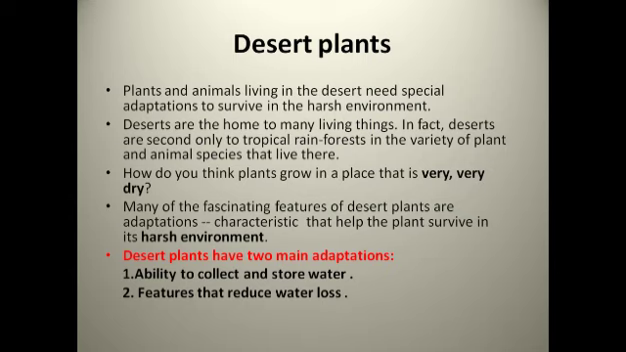Now we are going to discuss what desert plants are and how they survive in such harsh conditions. What are the adaptations done by the plants? First of all, look at the first point: plants and animals living in the desert need special adaptations to survive in the harsh environment.